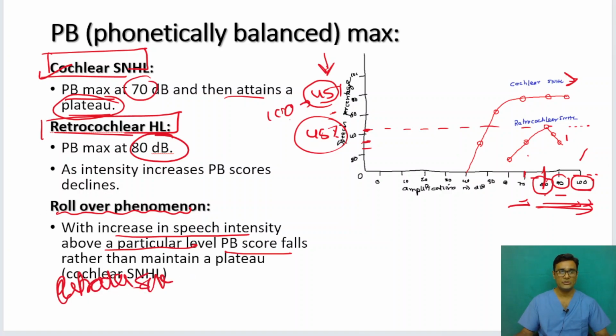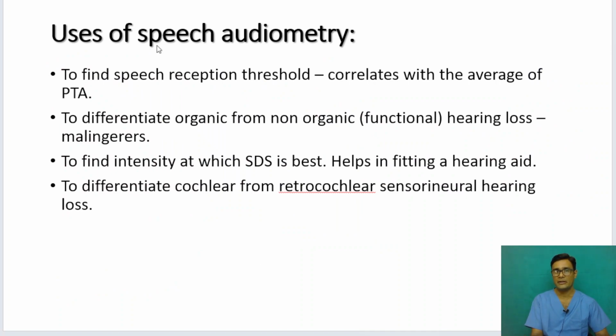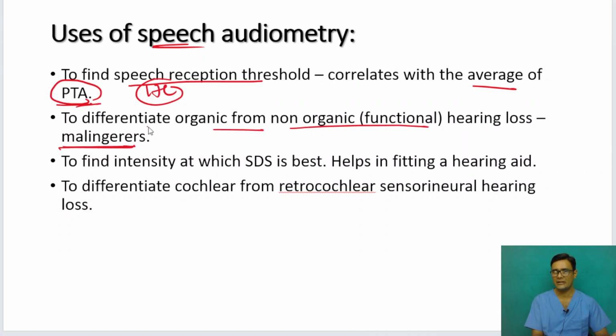Okay, so what are the uses of speech audiometry? We have already discussed all of them. If you find the speech reception threshold, it correlates with the average of PTA. So you can find out how much hearing loss this patient has. Suppose it is not correlating, then you can say that the patient is malingering, or having non-organic hearing loss. For the sake of a pension or money, for the sake of some benefit, he is lying.